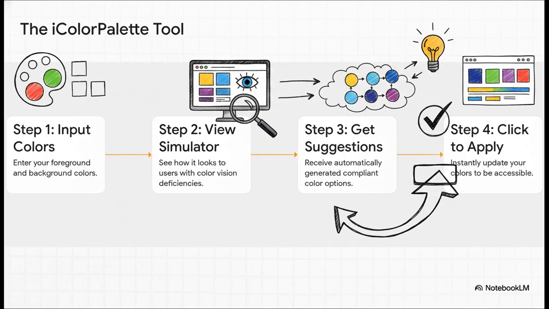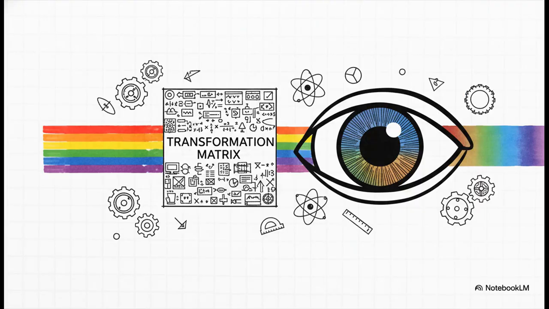Take the iColorPalette tool you see on screen. You just plug in your failing colors. It'll immediately show you the real-time vision simulator so you can see what it looks like to others. Then you just click one of its smart suggestions and boom, you have a compliant color pair. It's that easy.